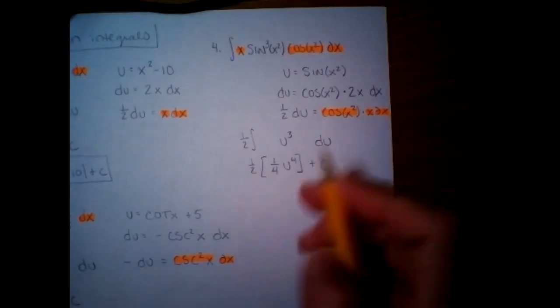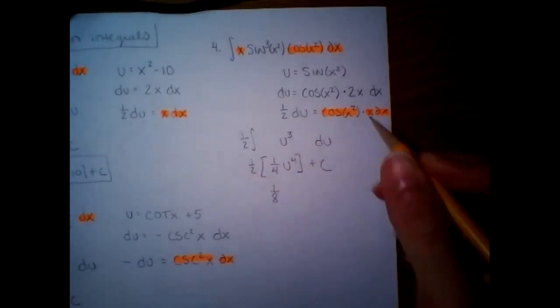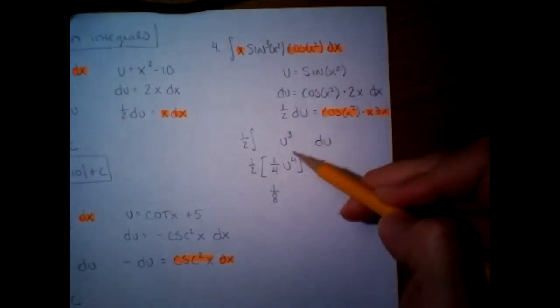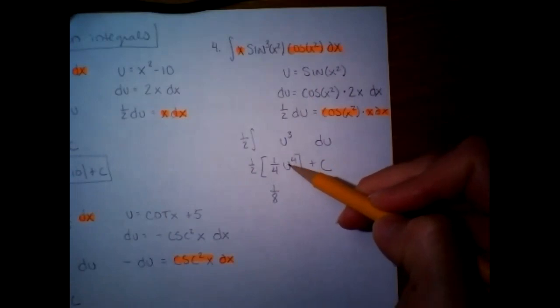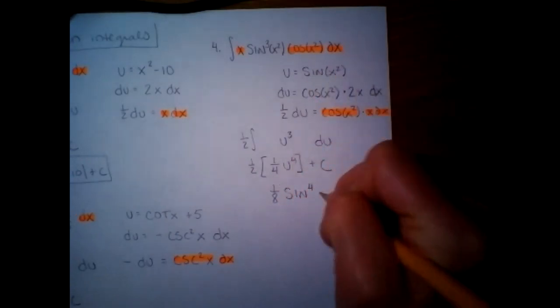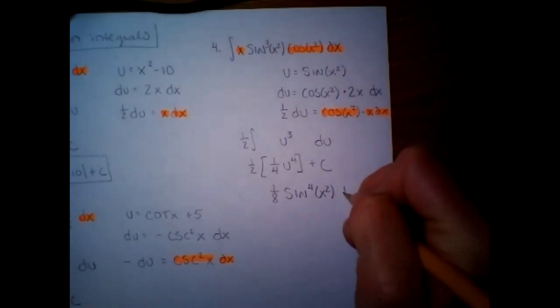And so 1/2 times a 4th, this will be 1/8. And then I just need to put this sine of x squared back in for u. So it is that stuff to the 4th. So it is sine to the 4th of x squared plus c.